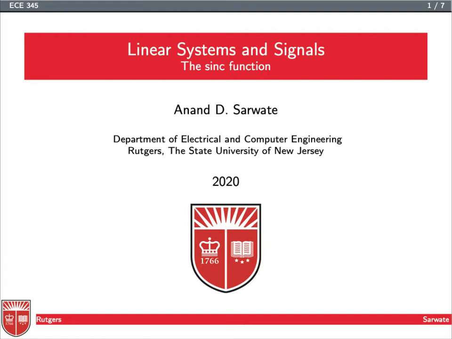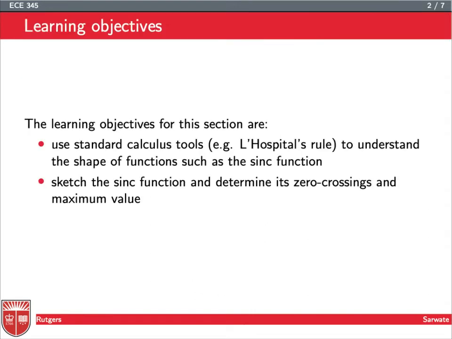Now we're going to take a look at a function which you probably haven't seen in previous classes, and that's the Sinc function. It's pretty simple to define, but it turns out to be very useful when trying to think about bandpass filters and other types of filters that we're going to look at in this class. So the learning objectives here are to understand what the Sinc function looks like, and to be able to sketch it and figure out where it crosses zero, because essentially those are the important things to know about drawing the Sinc function.